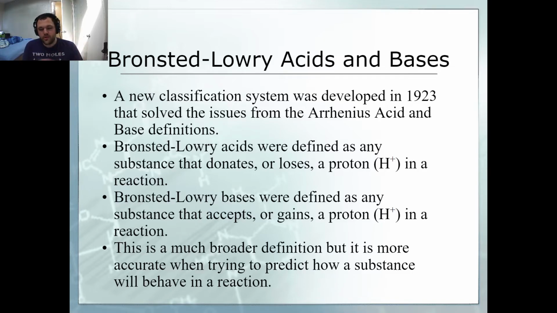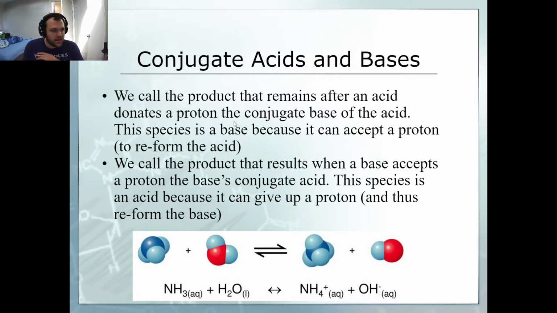So this is a broader definition. Generally, everything that is included in the Arrhenius definition also works here. So if it's an Arrhenius base, it's going to be a Bronsted-Lowry base as well. This just expands it and lets you include more things in the acid and base categories. We'll see an example on the slide after this one, of exactly how that works.